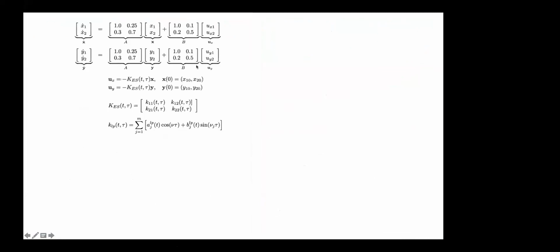So in this example, I'm showing you just a two-dimensional system, two inputs and two outputs, and the difference between the X and Y system is just their initial conditions are different, but dynamics are exactly the same. And we want to learn an optimal feedback control for the system. And what we need is just two linearly independent initial conditions.